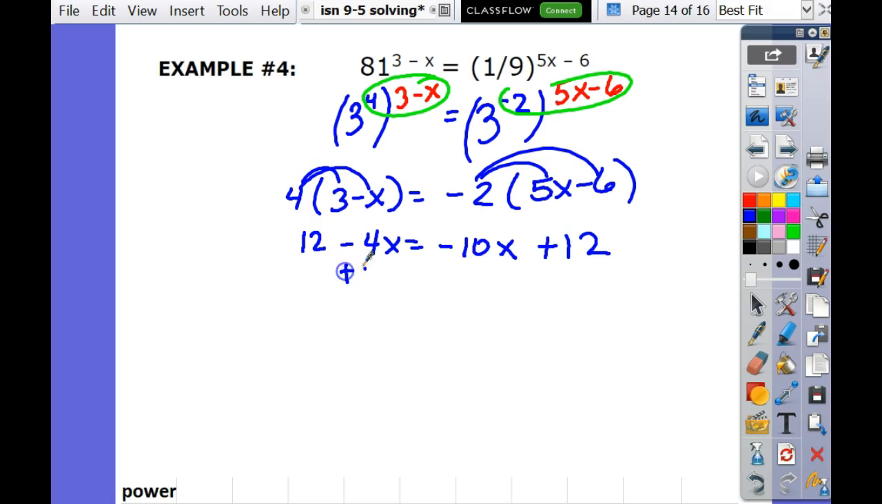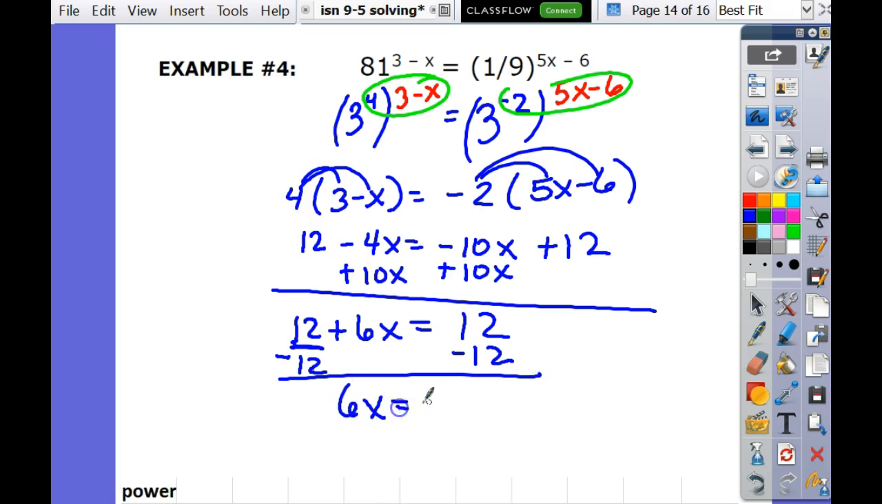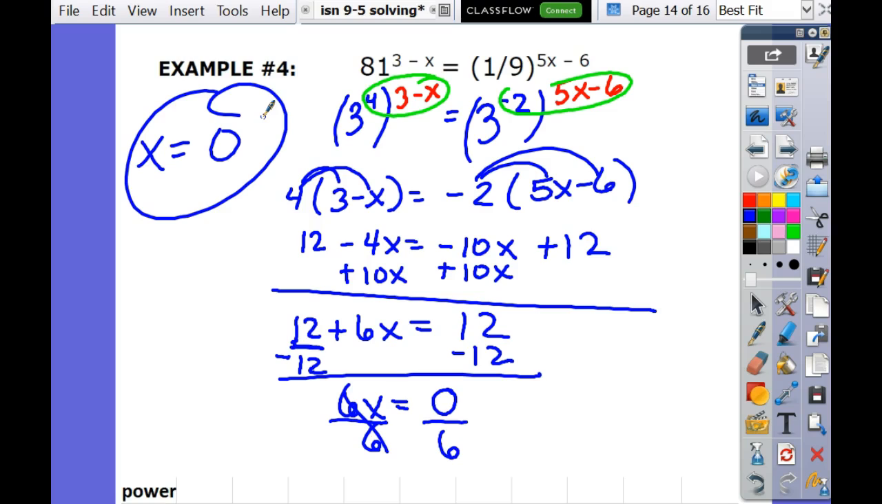I'm going to add 10x to both sides. What am I going to do with this 12 right here? To get rid of this 12, what happens when I subtract it? It's 0. And so x equals 0 is your answer.